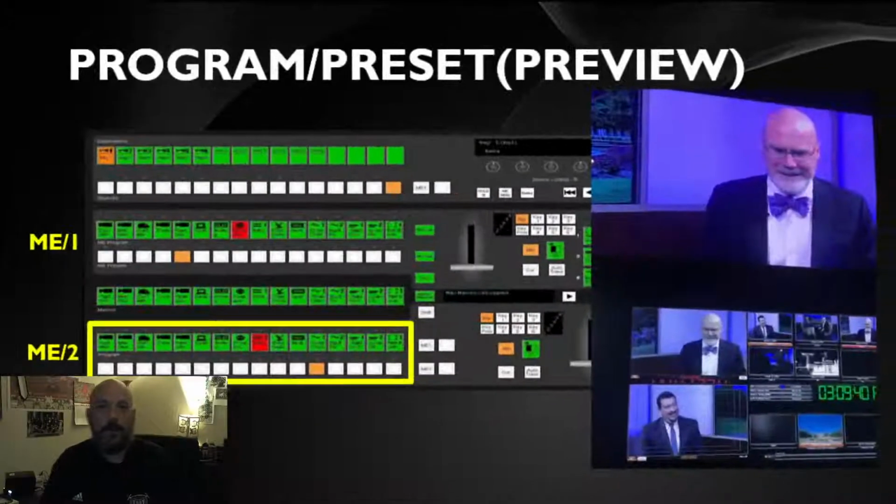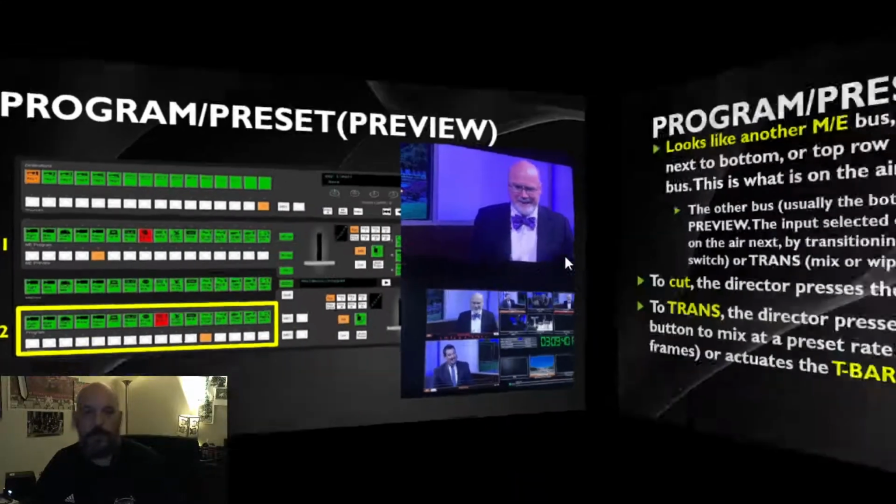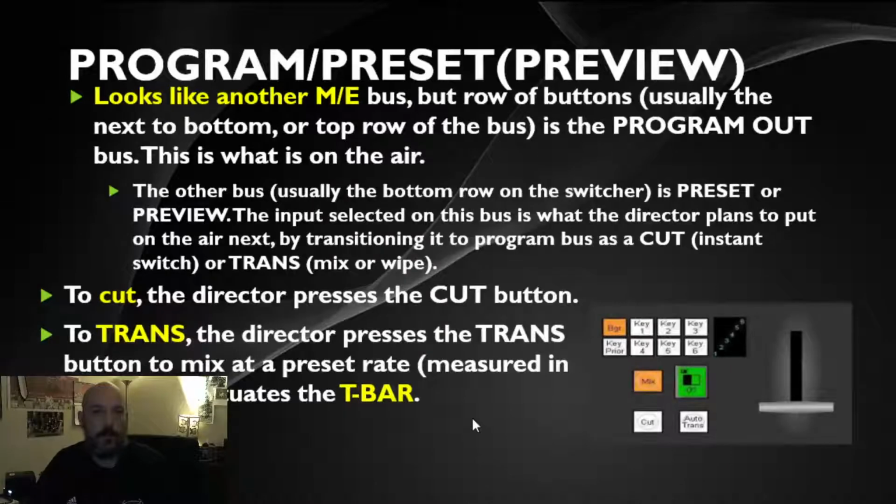So when these two are being overlaid, I've got this ME effects 1, and I've got a little button right here that says ME1. So when I press that, I can access whatever's up here and get that information on the air. So when we're dealing with program preview, like I said, there are multiple ways to get something on the air.